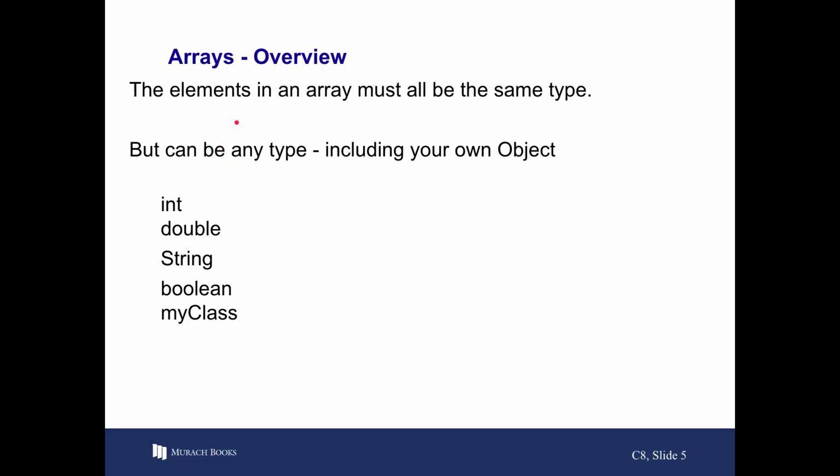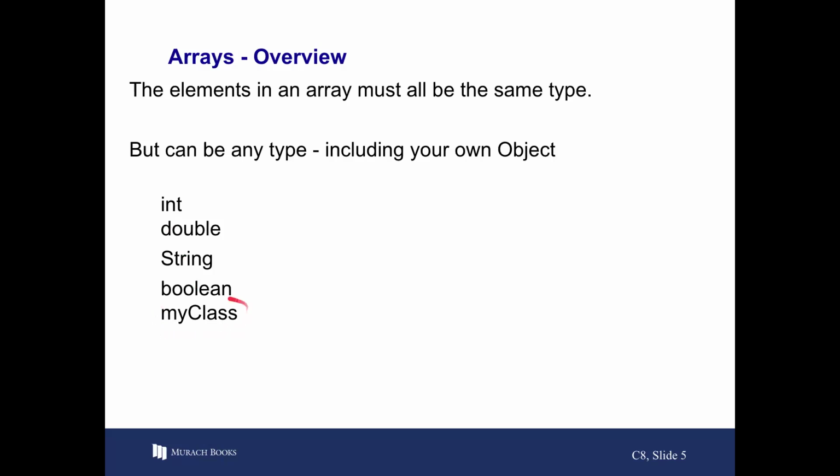The data type of the array itself, in our case, the data type of scores, is an array of integers, but the data type of each element is an int. Keep that in mind: the array itself is a different data type than the elements in the array. All of the elements in an array have to be the same data type. In our example, they were all ints. They could be int, double, string, or boolean.